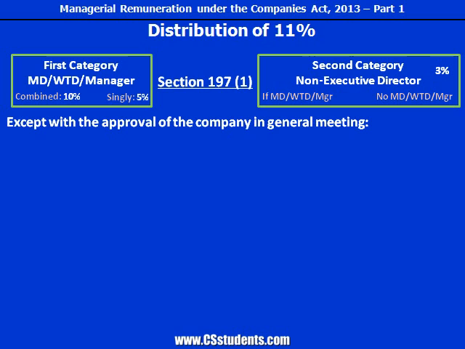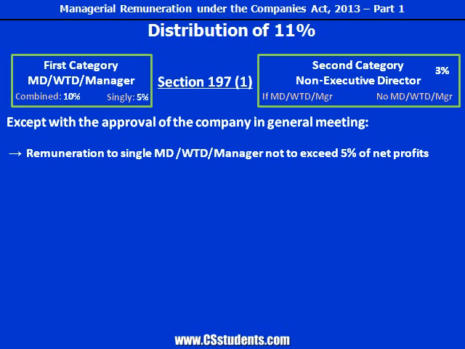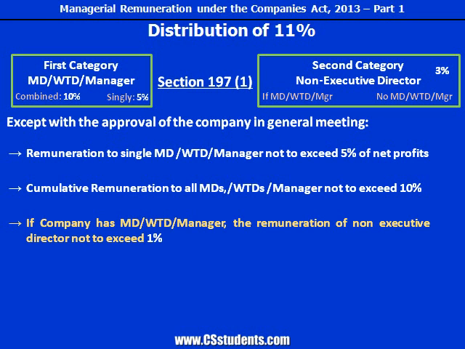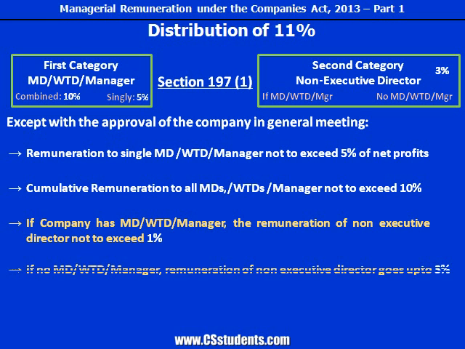It says that, except with the approval of the company in general meeting, the remuneration payable to a single managing director, whole-time director, or manager shall not exceed 5% of the net profits of the company. The cumulative remuneration payable to all managing directors, whole-time directors, and managers shall not exceed 10% of the net profit. For non-executive directors, if the company has any managing or whole-time director, or manager, the cumulative remuneration of all the non-executive directors cannot exceed 1% of the net profits. If the company has no managing or whole-time director, or manager, then the limit for non-executive directors goes up to 3% of the net profits for that particular year.